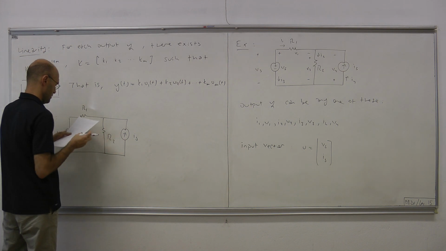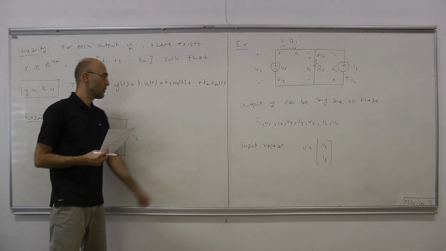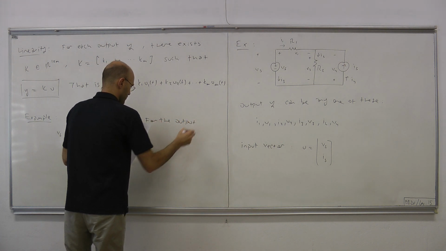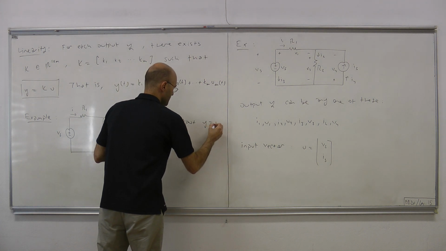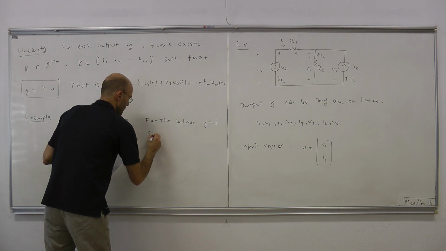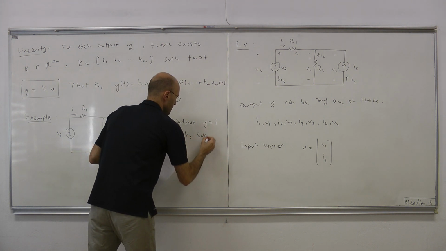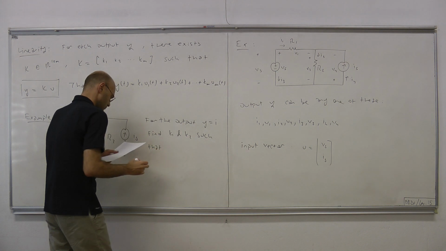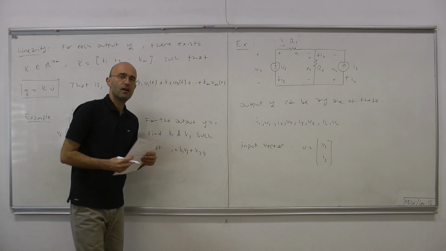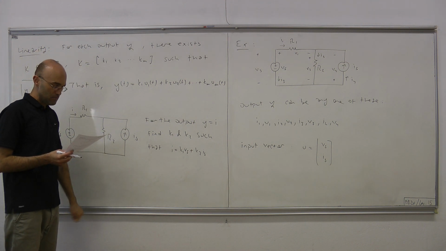R1, R2, and here this is our current that we're interested in, our output. For the output, Y equals I, find K1 and K2 such that I equals K1 Vs plus K2 Is at all times. Okay, basically we're trying to figure out the entries of this gain matrix.